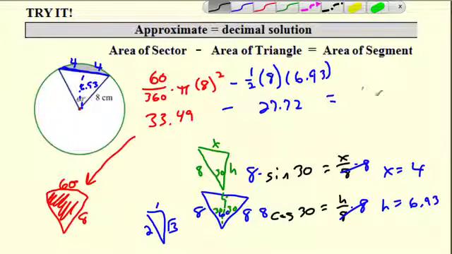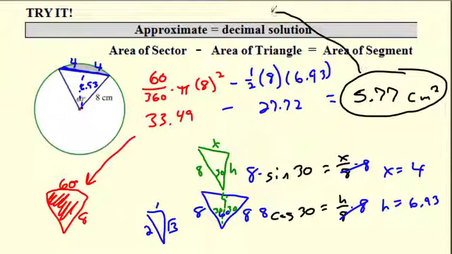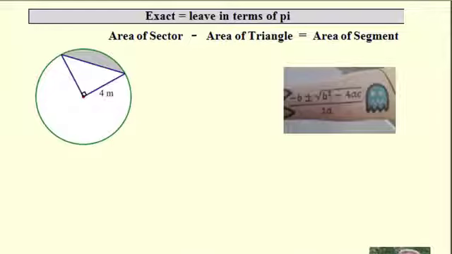5.77. So there's my final answer, 5.77. What is this? This is an area, so we have to make sure we label it centimeters squared. So that is just the area of that little shaded region right there. Fantastic. So it's combining it all together into one big final problem. I love it.